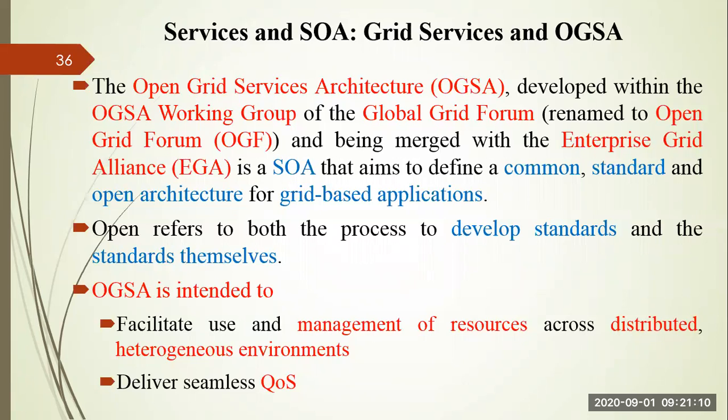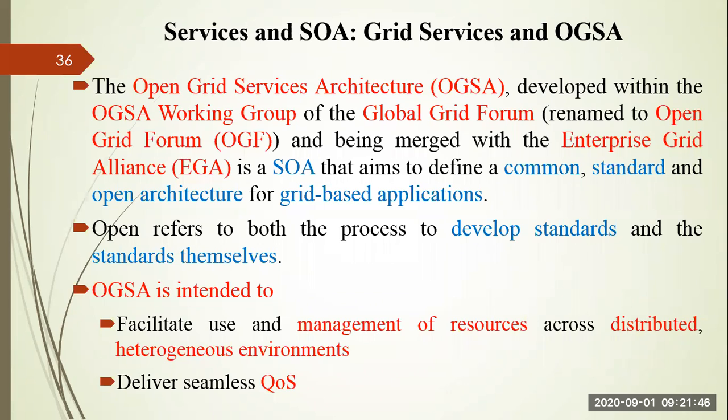So in order to avoid this lock-in problem, you can use the service-oriented architecture, maybe OGSA in the grid case, which aims to define a common standard for all, right? There is an open architecture for all the applications. So you can easily move from one cloud service provider to another. Here this open refers to both the processes to develop the standards and the standards themselves. So you can develop the standards or you can define the standards themselves also. That's why the term was changed from Global Grid Forum to Open Grid Forum.